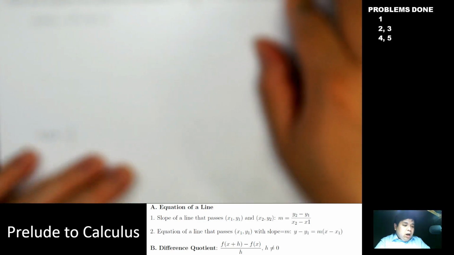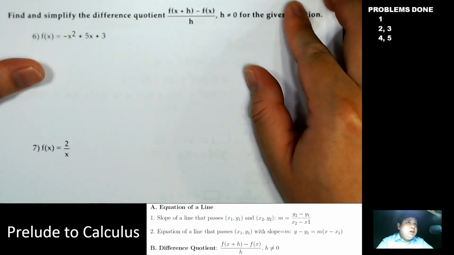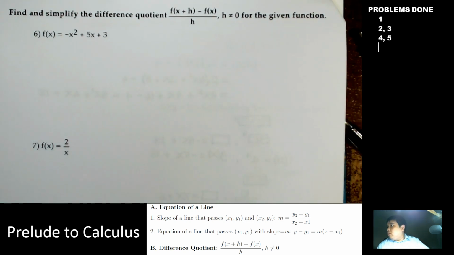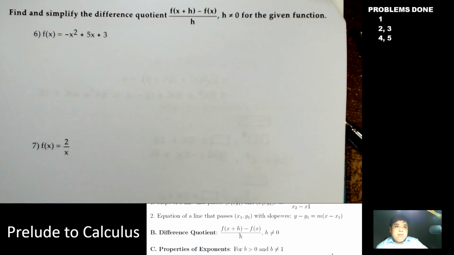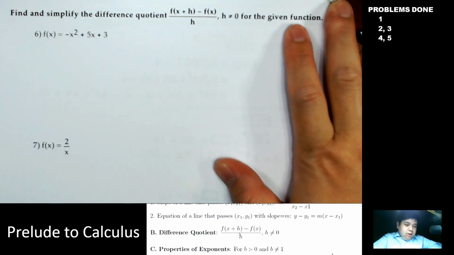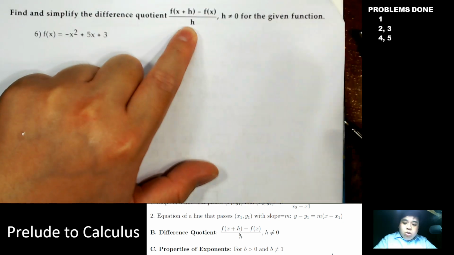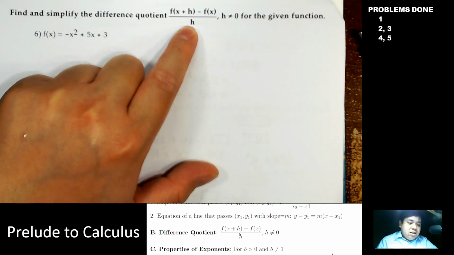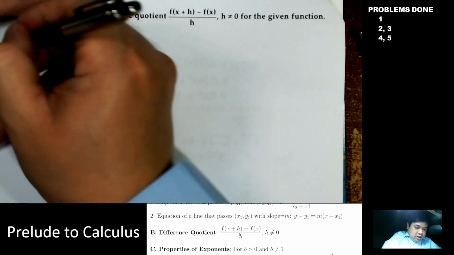Next, we go to the difference quotient. Right. The difference quotient, the formula is just that. So let me rewrite that.